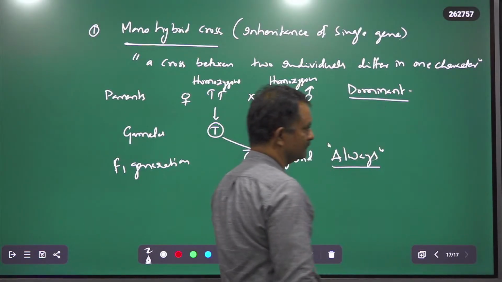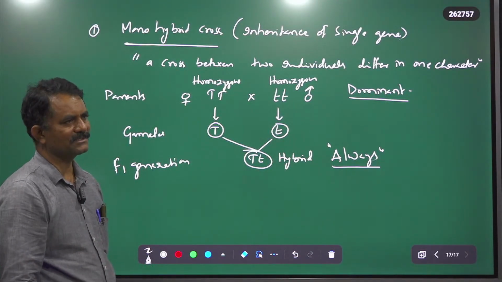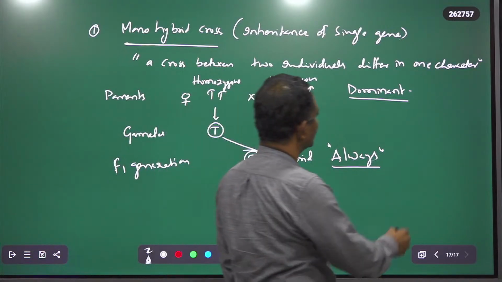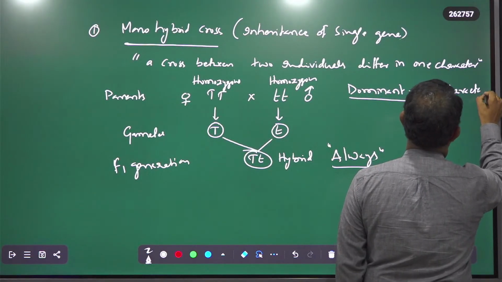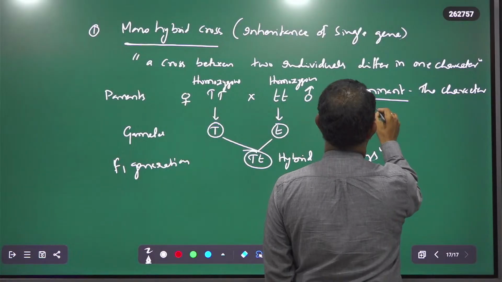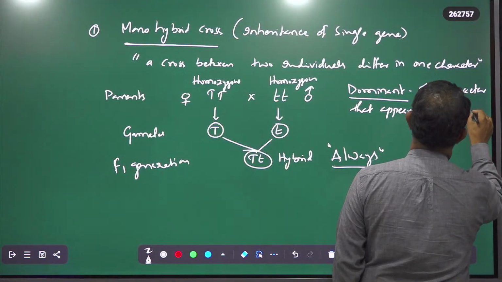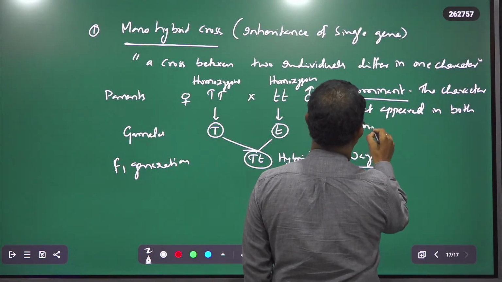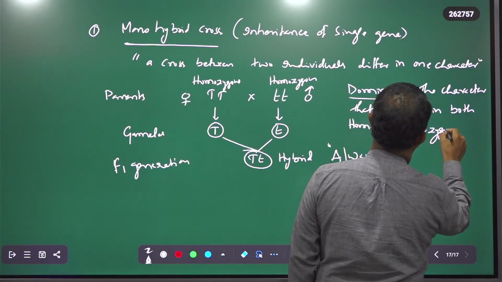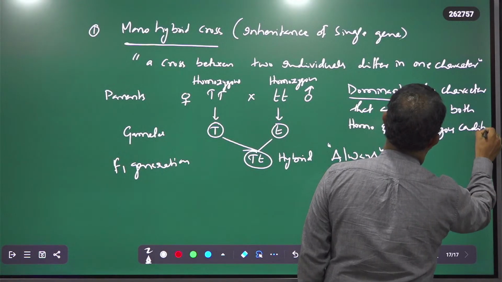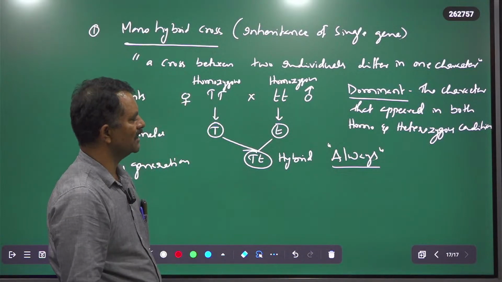Dominant means the character that appears in both homozygous and heterozygous condition. The character that appears in both homozygous and heterozygous condition is called dominant.